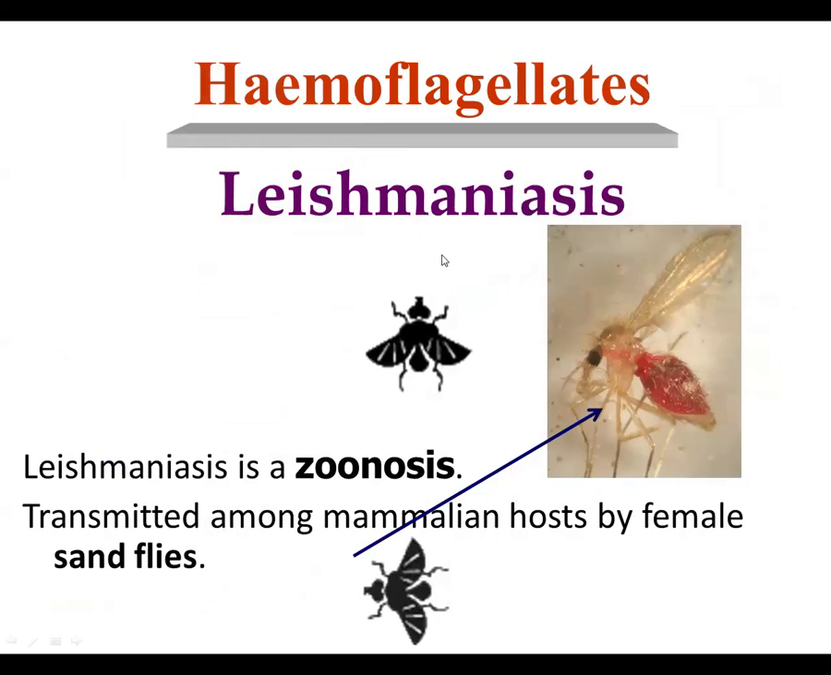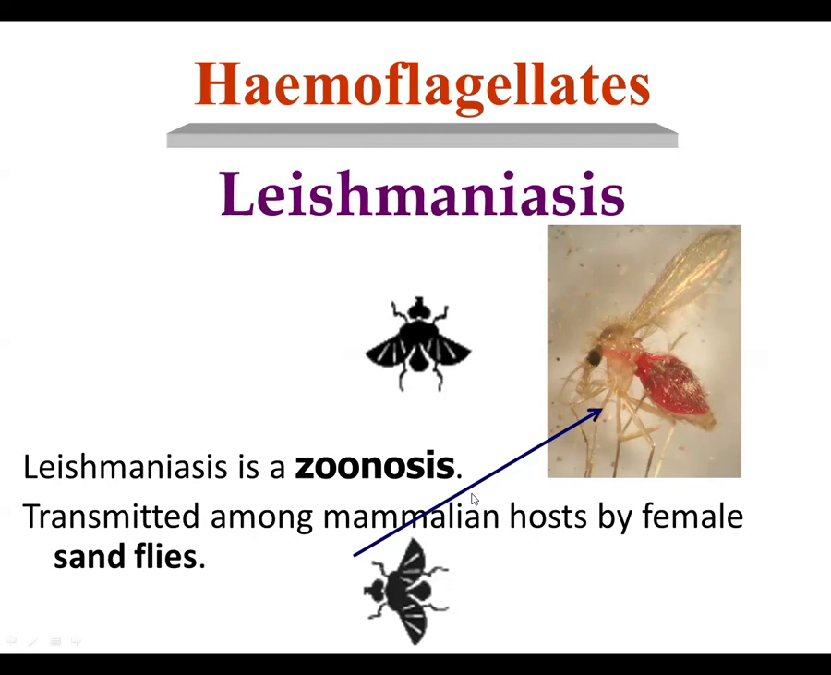Leishmaniasis is caused by Leishmania, a parasite. These are hemoflagellates. These are related to the blood, that's why we call it hemo. We have the flagella, so that's why we call them hemoflagellates. So leishmaniasis is caused by Leishmania. Leishmaniasis is a disease basically.